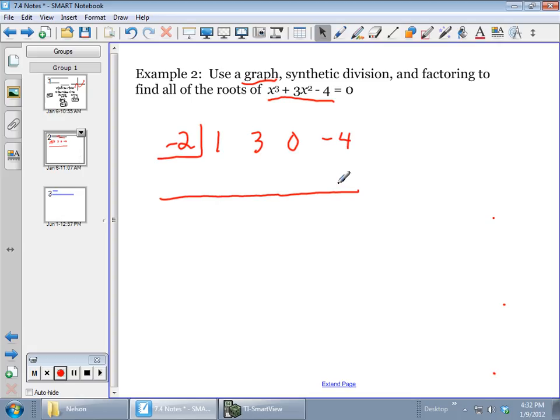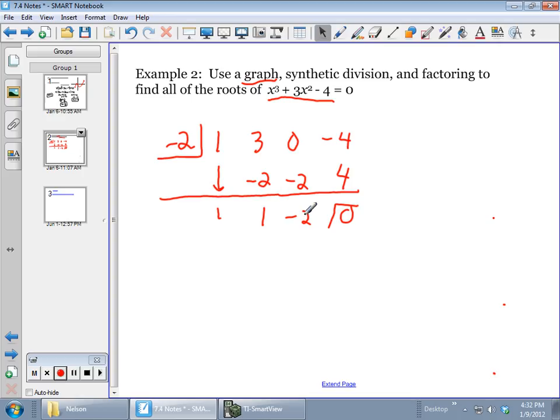And now I'm just going to do the synthetic division algorithm. So drop down the 1. 1 times -2 is -2. 3 plus -2 is 1. -2 times 1 is still -2. 0 plus -2 is -2. And -2 times -2 is +4. And then -4 plus 4 is 0. So 0 is my remainder.